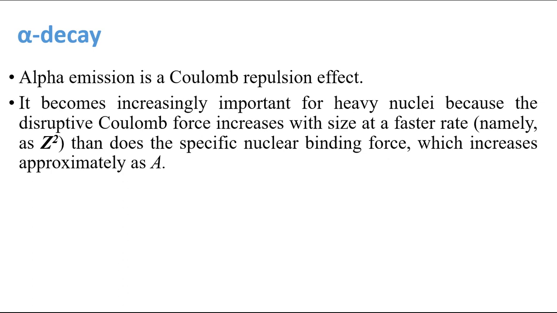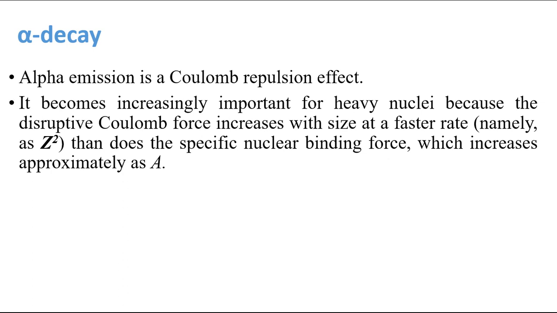So alpha emission is a Coulomb repulsion effect. We will also discuss the theory in which the alpha particle is already formed within the parent nucleus and wants to come out of it, but it has somewhat less energy, and then there is a Coulomb quantum tunneling effect, and we can relate this alpha emission to quantum tunneling. So it's basically a Coulomb repulsion effect.